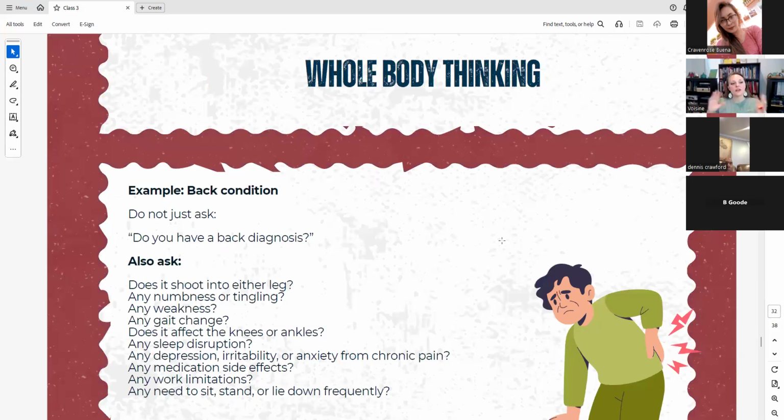Now, this is what I call whole body thinking. We just talked about the domino effect, but you have to think, okay, what else is causing me to have issues? So don't just ask, do I have a back diagnosis? Does it shoot down either leg? Is there any numbness or tingling? Is there any weakness? Is there a gait change? Does it affect your knees or ankles? Sleep disturbance, depression, irritability or anxiety from your chronic pain? Any type of medications? Work limitations? Do you need to sit, stand, or lie down frequently?